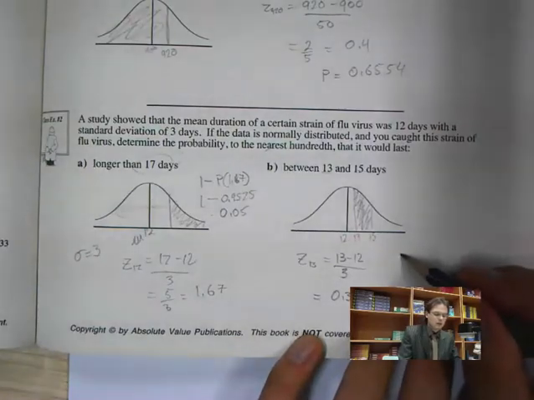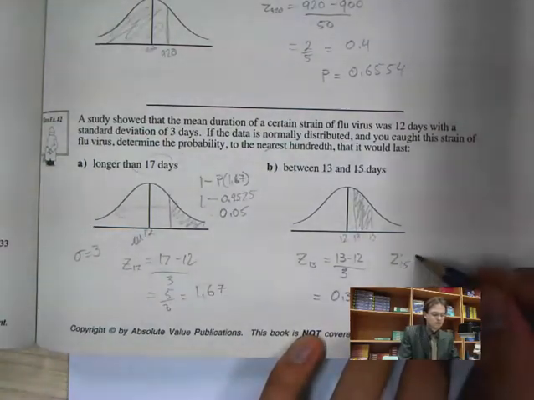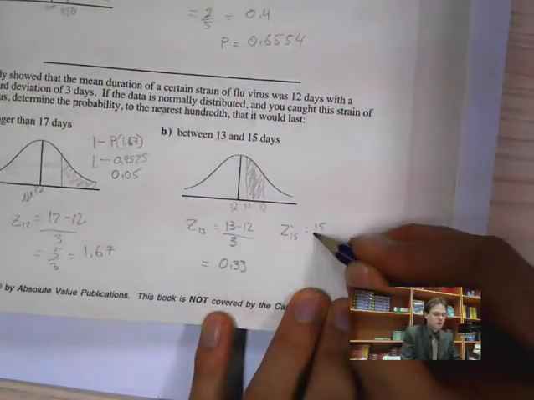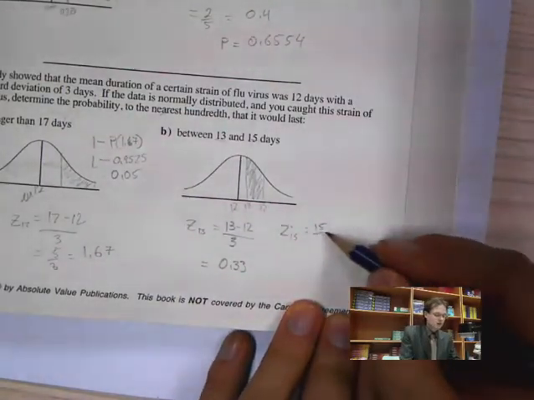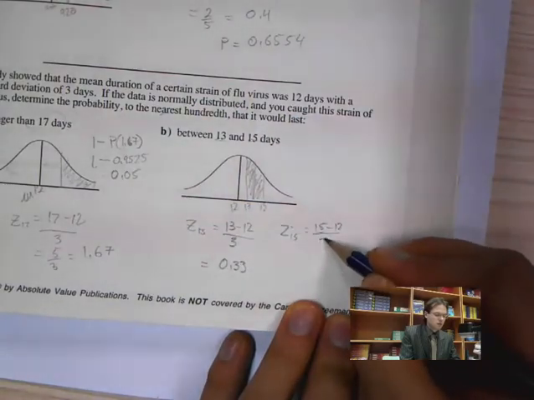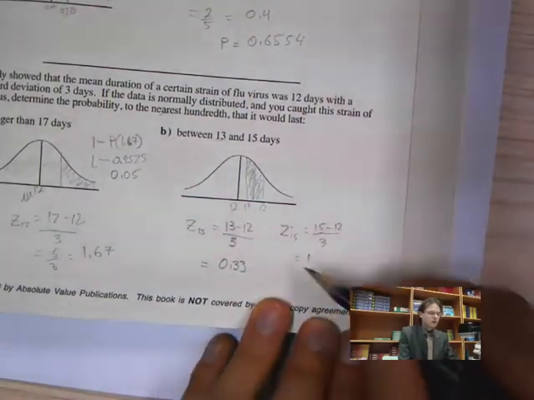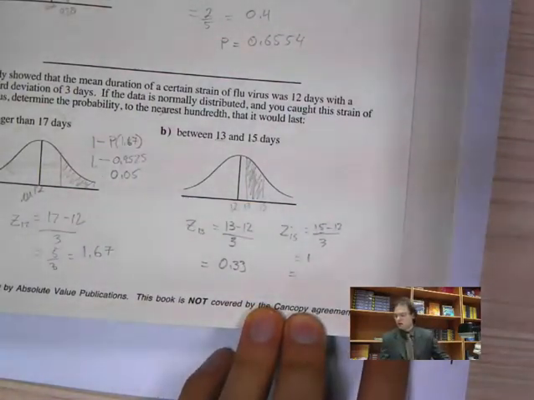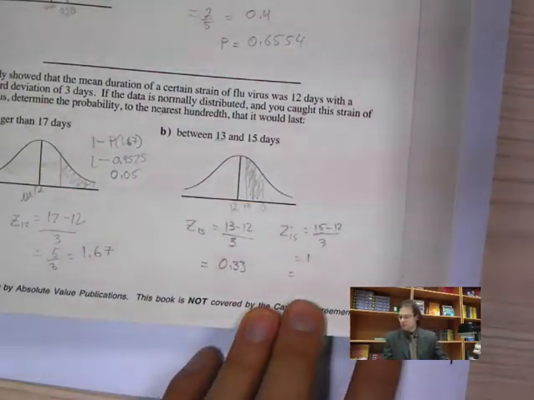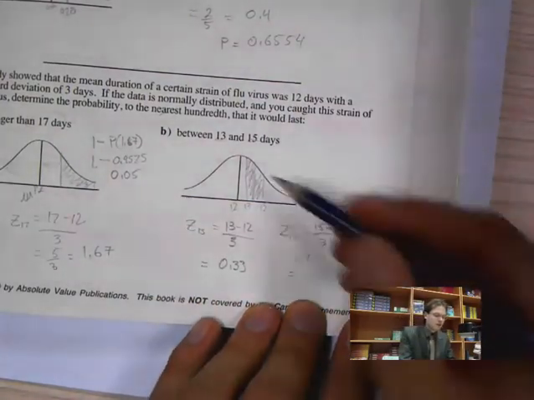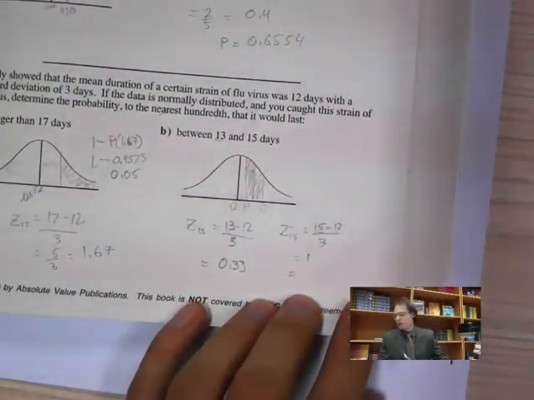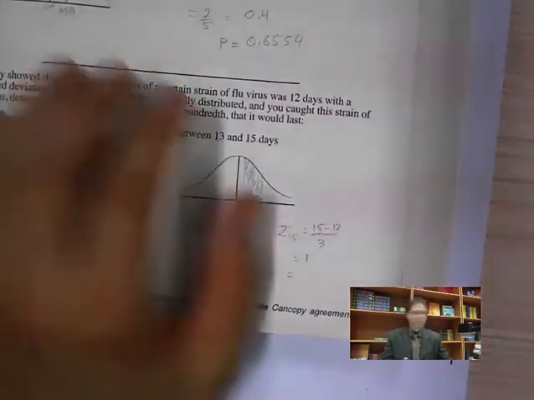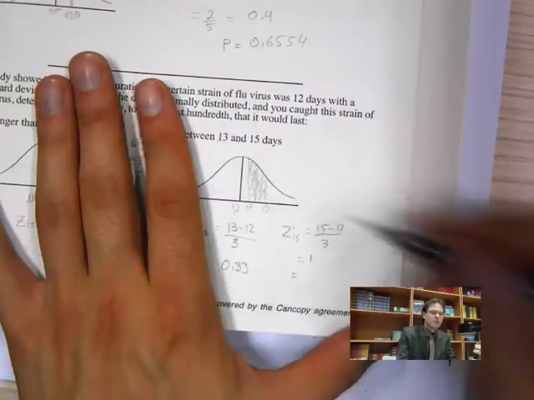Now we're going to look at the z-score of 15. Well, that is going to be 15 minus 12 divided by 3, which is equal to 1. That's easy. I know that's 34.13%, because we've done lots of stuff with that one. It's 34 from the mean, so we look it up, and everything less is 84.13.